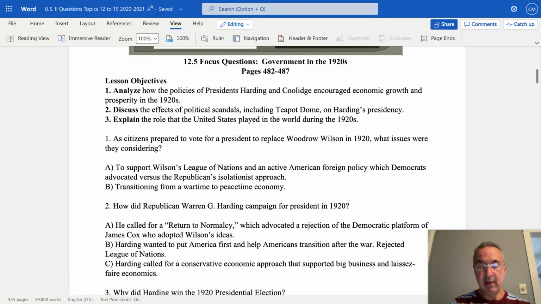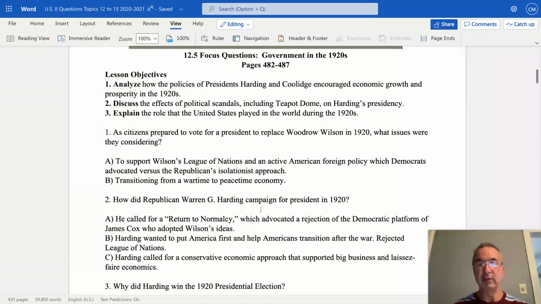He wanted to help us transition into a peacetime economy. He rejected the League of Nations. He wanted a conservative economic approach, one that's been tried and true for Republican candidates throughout history, supporting big businesses and a laissez-faire or hands-off approach to the economy.